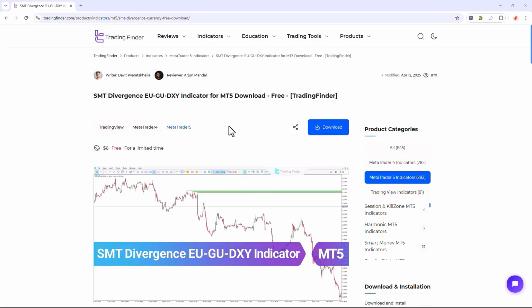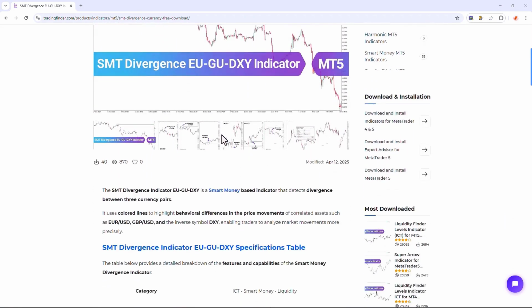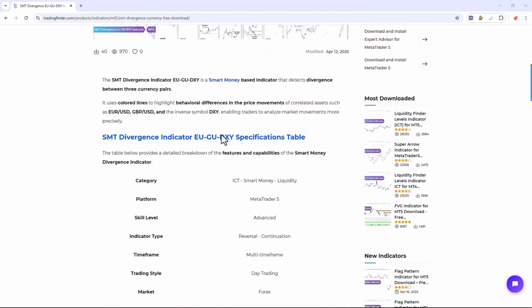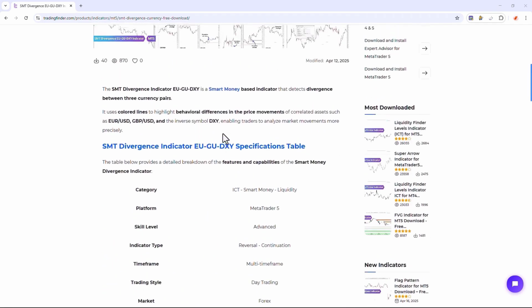The SMT Divergence Indicator for EURUSD, GBPUSD, and DXY is offered for various platforms on the TradingFinder site. From this section, you can download the indicator file for MetaTrader 4 and MetaTrader 5 platforms and run it on the chart. Traders can also read this page to understand how the indicator works and functions.